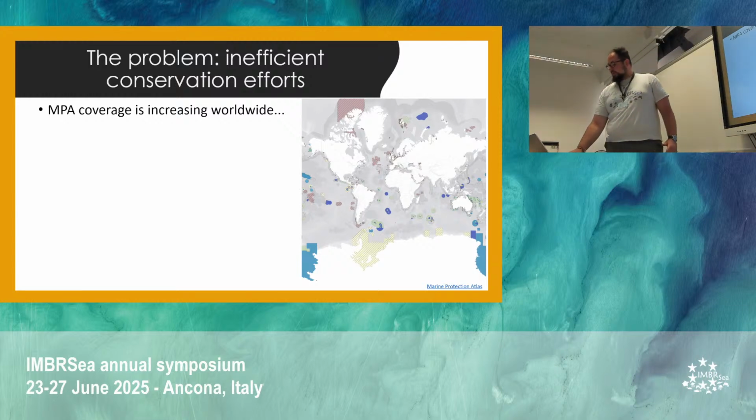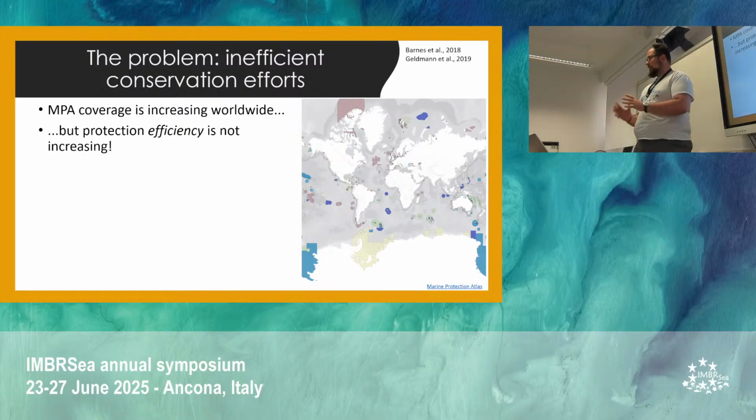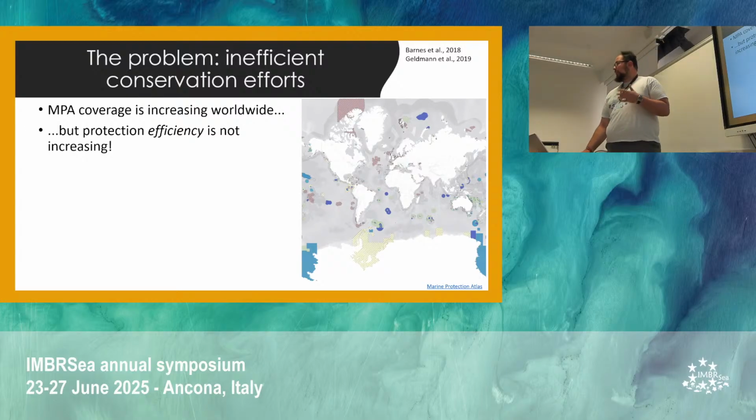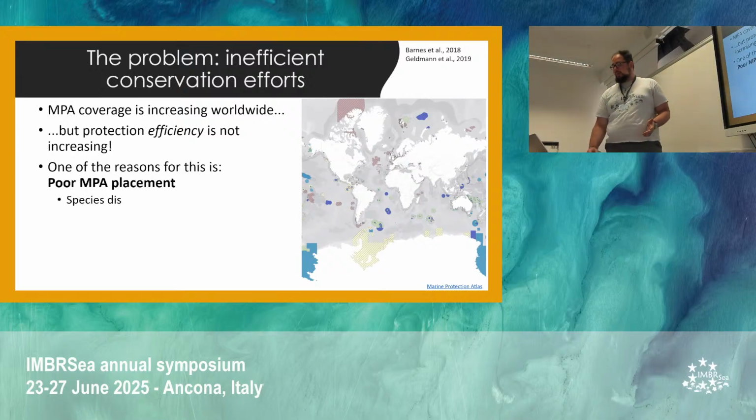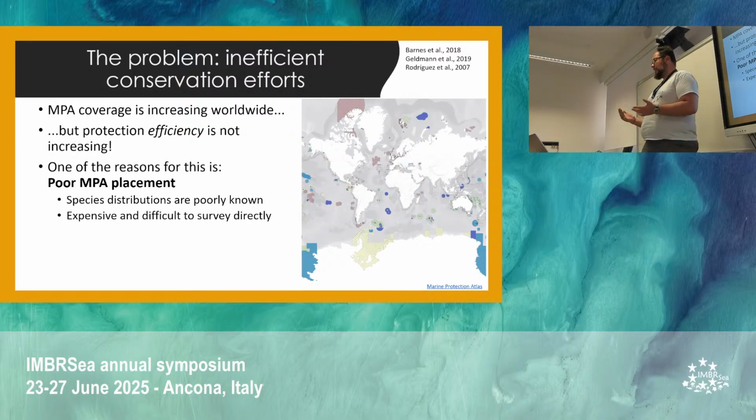Now, the problem with this approach is that there is no evidence that just simply increasing the sheer area under protection actually protects ecosystems. And the reason for this is that many of these MPAs are just terribly inefficient. Many of them are what are called paper parks, so they only exist on paper. They don't provide any actual protection. And there are a number of reasons for this, but one of them is that many MPAs are very poorly placed for a number of complex reasons.